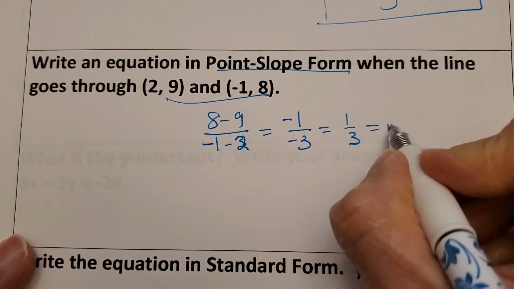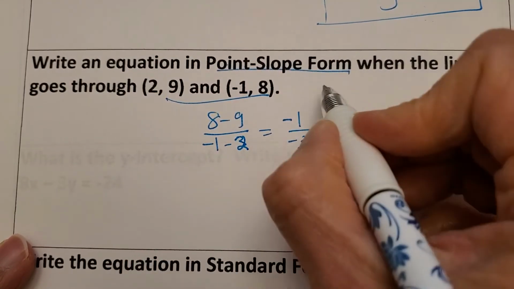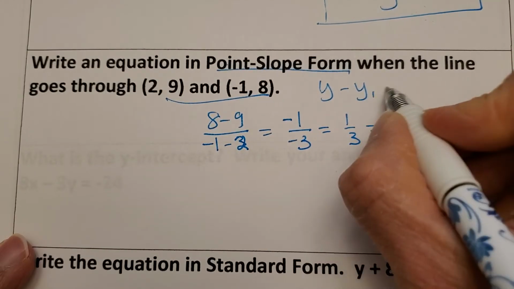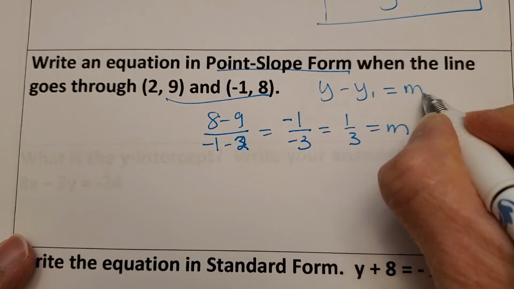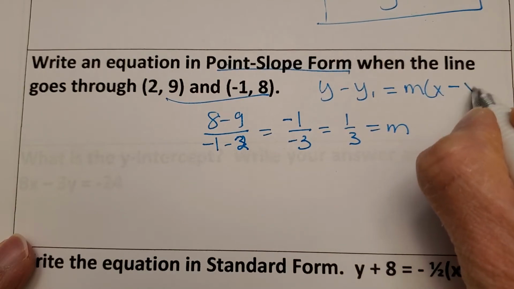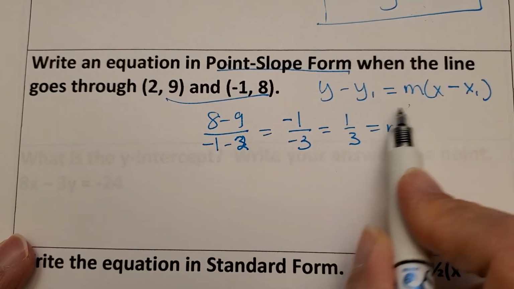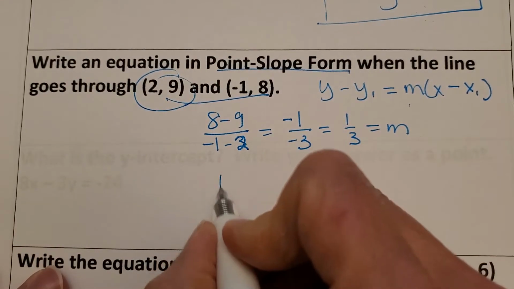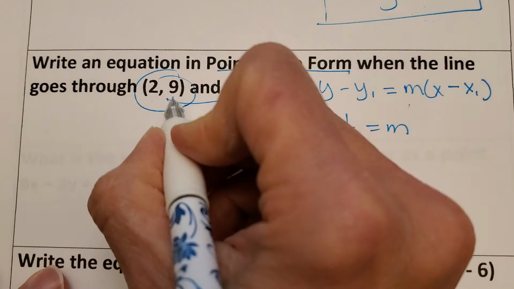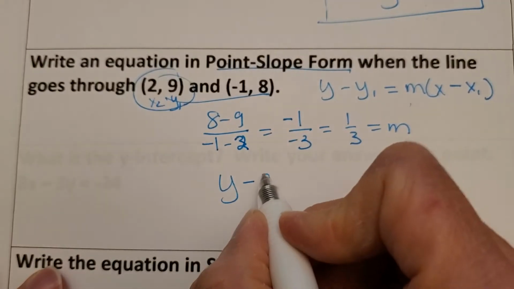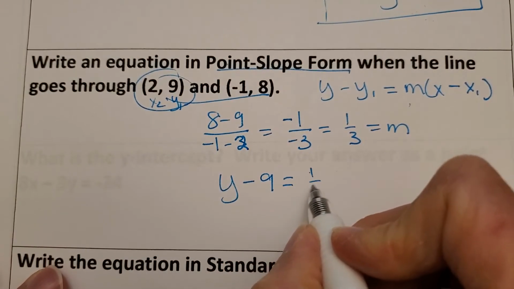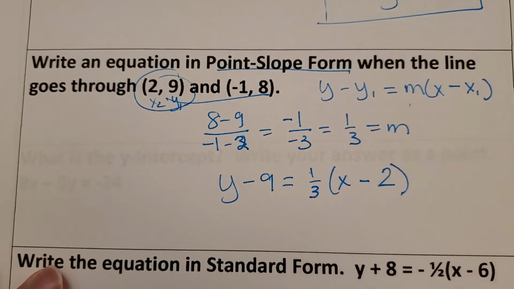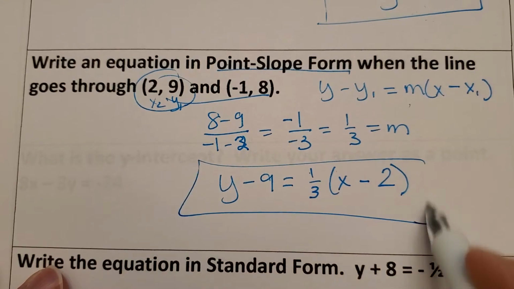So now I know my slope, my m. Remember it's y minus y sub 1, where y sub 1 is a coordinate of a point, equals m times x minus x sub 1. Now that I have my slope, I'll just pick this point, because it doesn't have any negatives. Y minus y sub 1. Well, this is my y sub 1 and my x sub 1. So y minus 9 equals m times x minus 2. And this is my equation in point slope form.